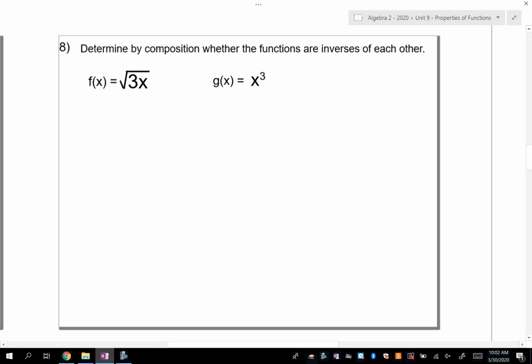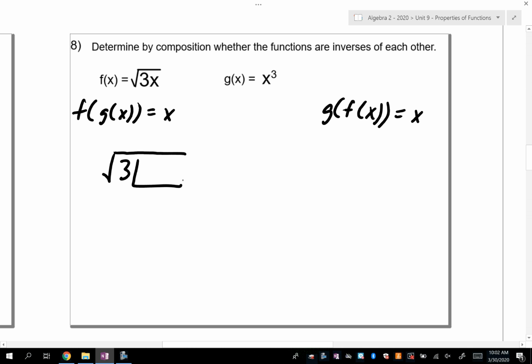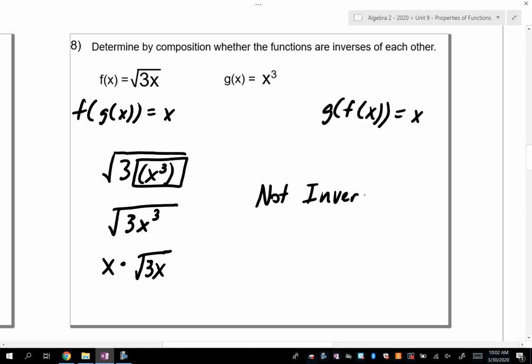Okay, let's show you number 8. Determine by composition whether these functions are inverses of each other. So same idea. All right, so I need both of these compositions to give me x. So let's see what happens with the first one. So I'm going to write the square root of 3 times box. And in the box, I'm going to put x cubed. So that's the square root of 3x cubed. All right, and when you look at that, the square root of 3x cubed is not going to be x. It's going to be x times the square root of 3x, because you can pull out one of those x's. Oops, that 3 should be inside. So again, this is not just x by itself, so these are also not inverses of each other.